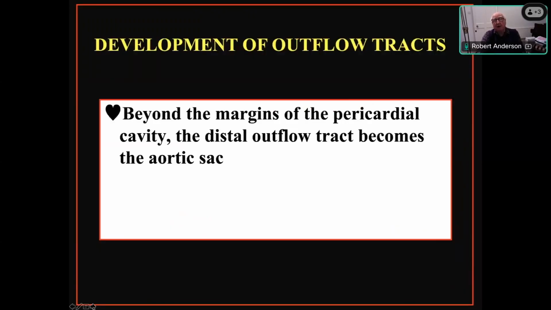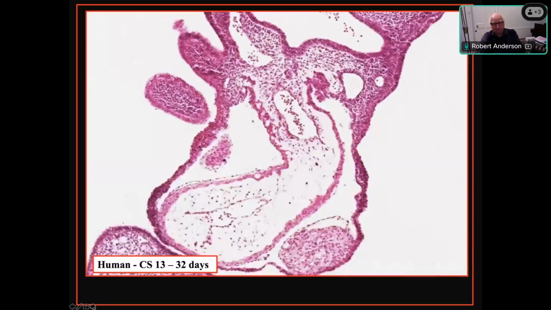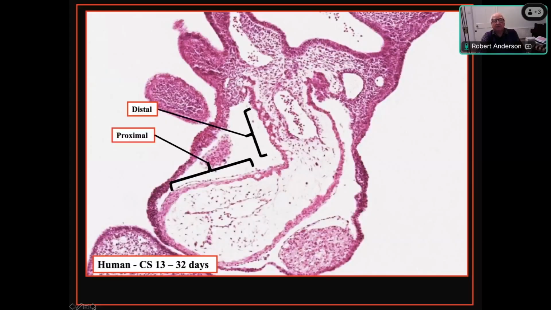So beyond the margins of the pericardial cavity, the distal outflow tract becomes the aortic sac, but the key point that I want to emphasize again is that midway through the 5th week of development, the entirety of the walls of the outflow tract are myocardial. And I've shown you this picture before, I show it again. It confirms that at this early stage, the outflow tract has proximal and distal components, but the key point I want to make is that all of the walls are made of myocardium.